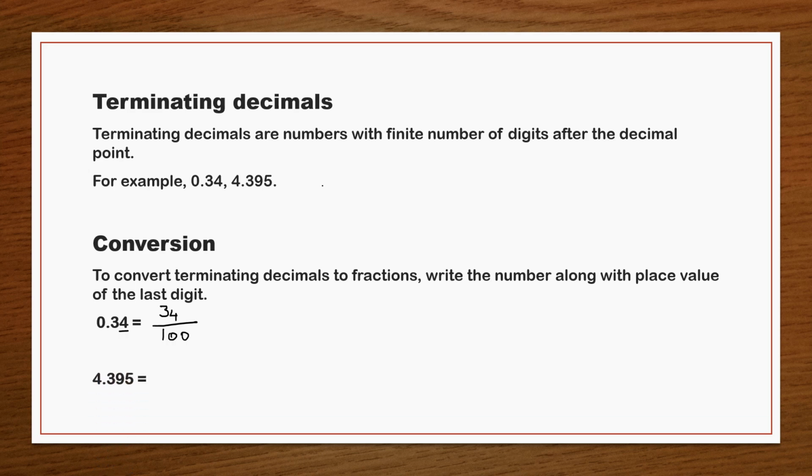4.395. Place value of 5 is thousands. 4 is the whole part. Write 395 in the numerator, 1000 in the denominator.